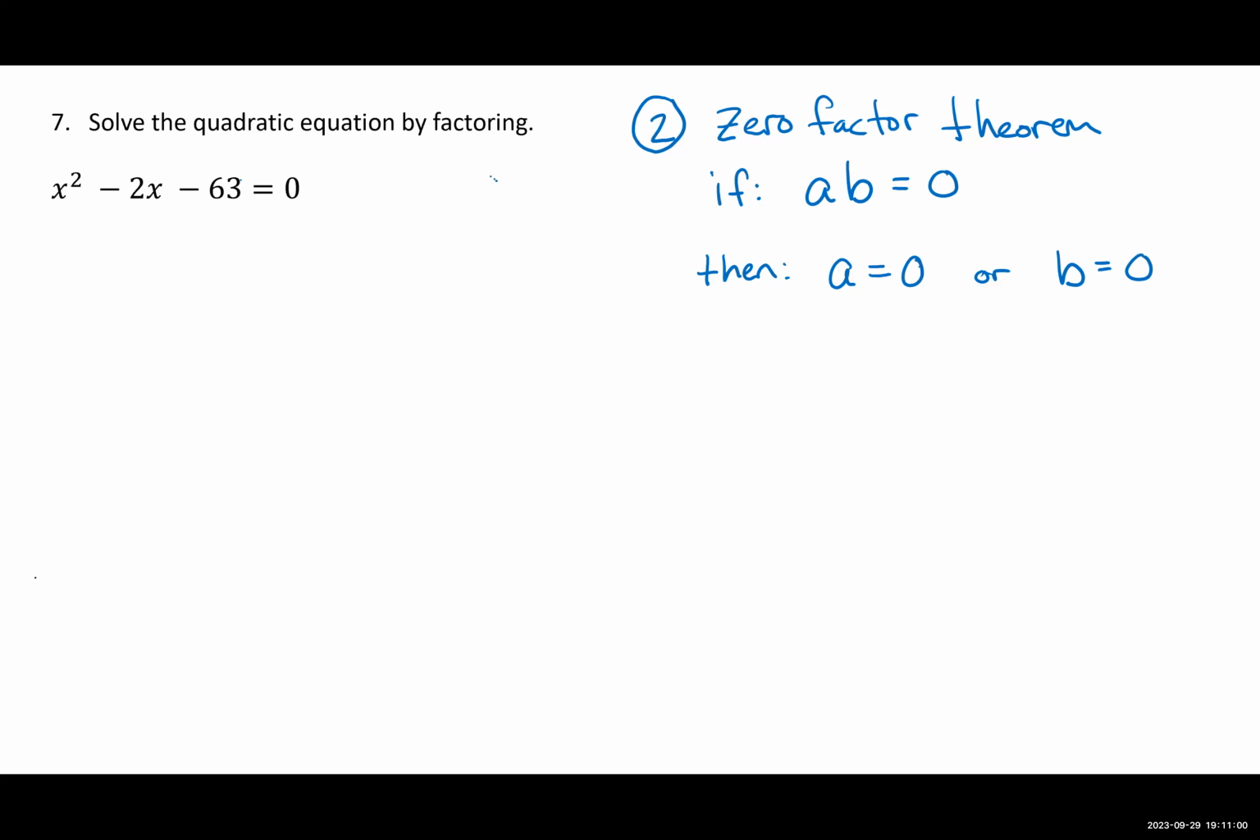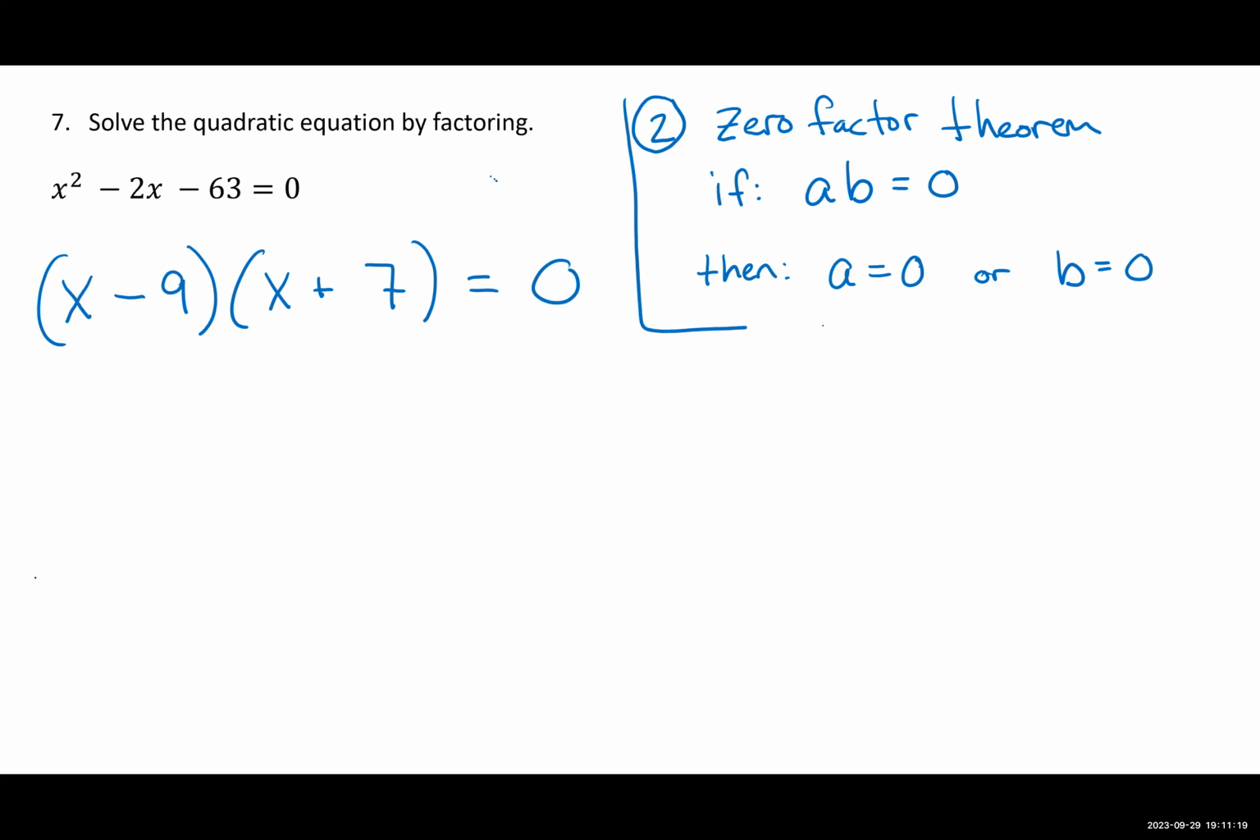If we factor x squared minus 2x minus 63, we get x minus 9 times x plus 7 on the left, and we still have equals 0 on the right. Okay, so zero factor theorem is over here. The previous video, I think it was section 5. I think it was section 5 where we did factoring.